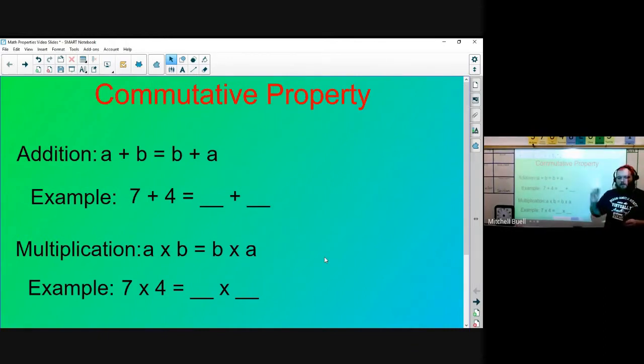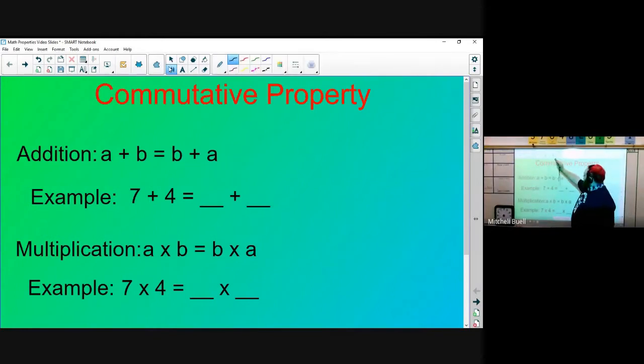There are two ways this commutative property happens, in addition and in multiplication. In addition, we have A plus B equals B plus A. So it's just saying whichever the order, it doesn't matter. It's going to be the same thing. So in the example here of 7 plus 4, 7 plus 4 would be the same thing as saying 4 plus 7. Both of them would give you 11.